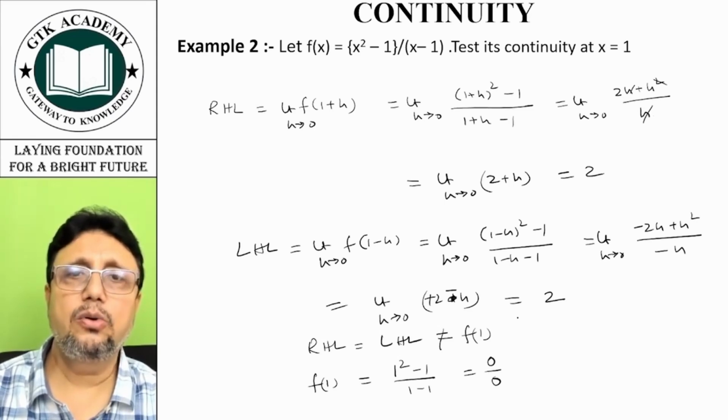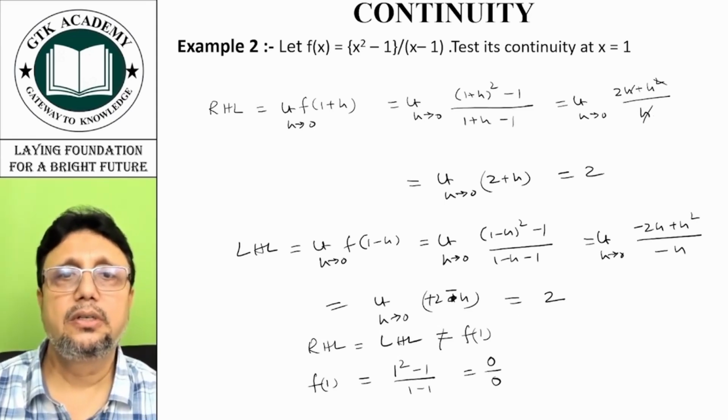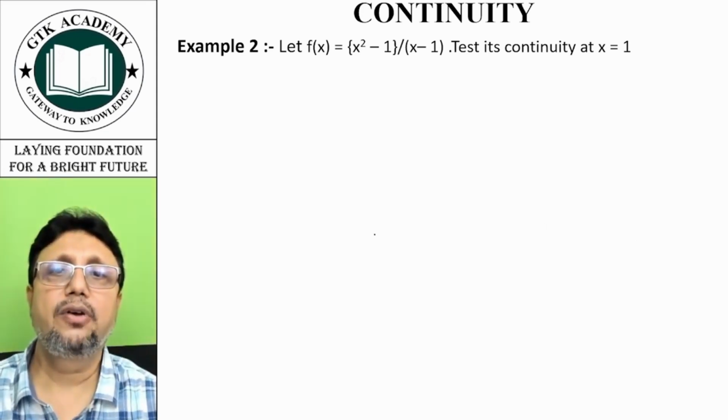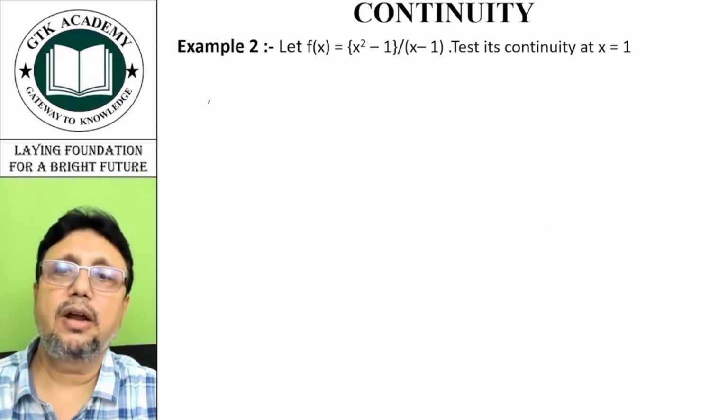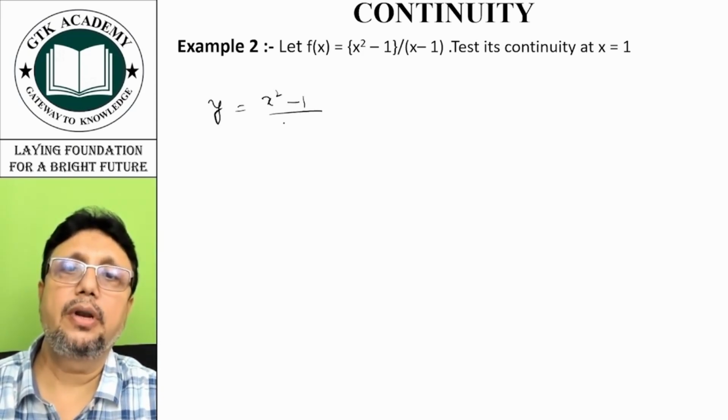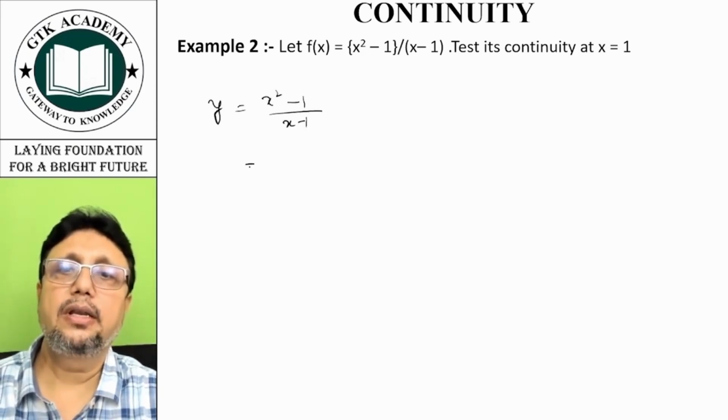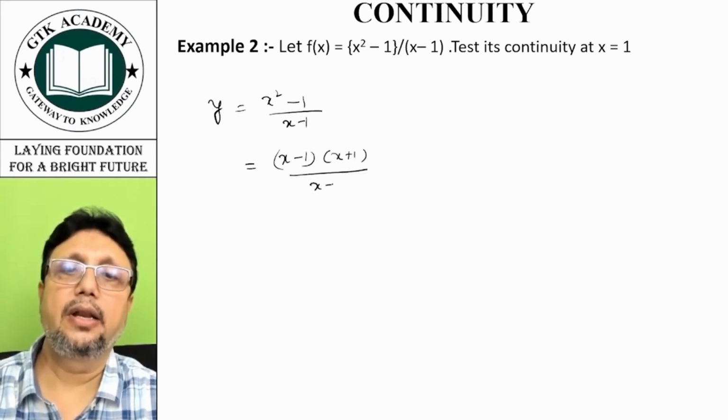And we can also see its continuity by drawing its graph. Now, how to draw the graph? y is equal to (x square minus 1) upon (x minus 1). You can write it (x minus 1)(x plus 1) upon (x minus 1).